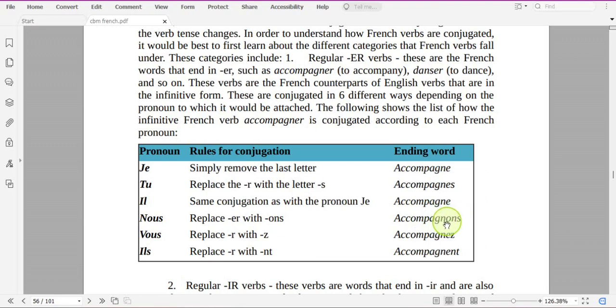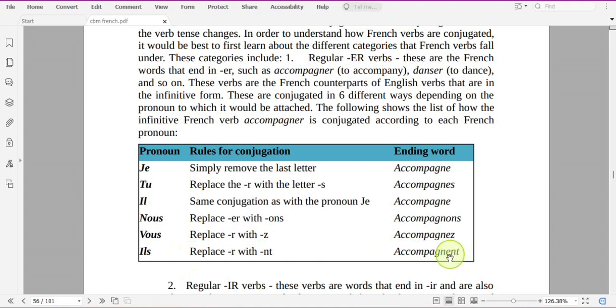Nous: replace ER with ONS. Nous accompagnons. Like you can see right here. Just like in danser, this would be nous dansons, that would be DANSONS, not just ONS. But here we have accompagnons. Vous: replace it with a Z. Vous accompagnez. Can you see that? For tu, you add an S. For vous, you add a Z.